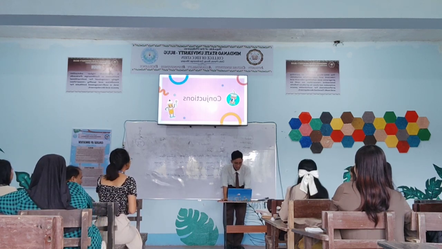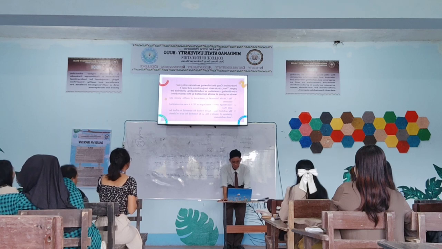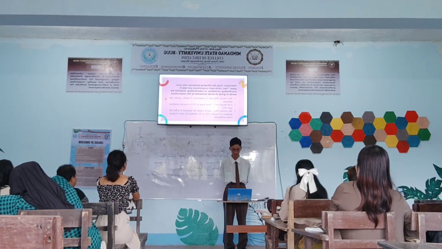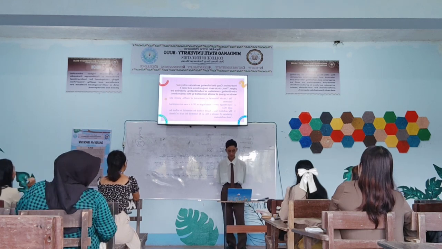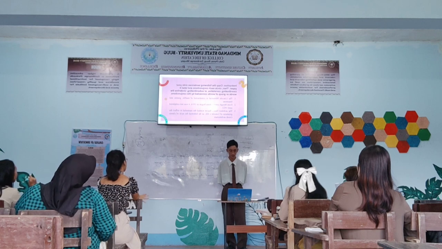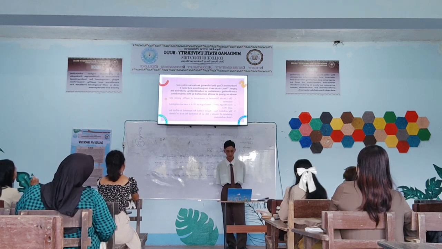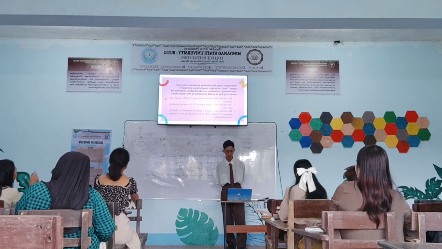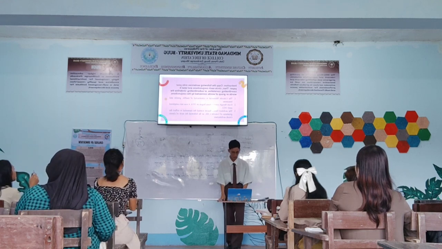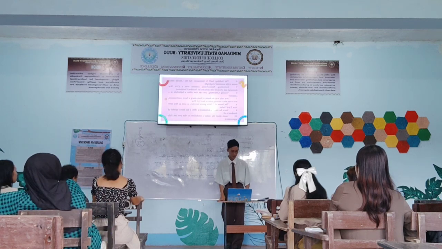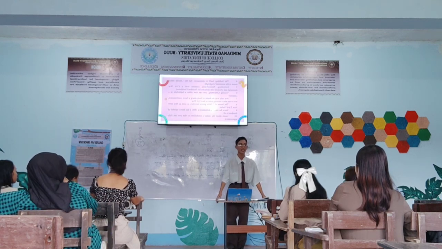Get one sheet of paper and please read the instruction. Copy the following sentences onto your paper, then circle each conjunction and label it as coordinating, correlative, or subordinating. Underline the words or group of words connected by the conjunctions. Okay, we start. Done. So pass your paper.